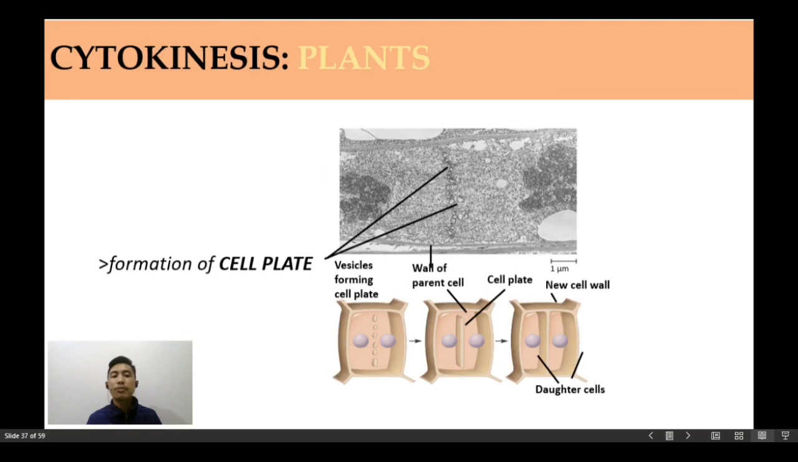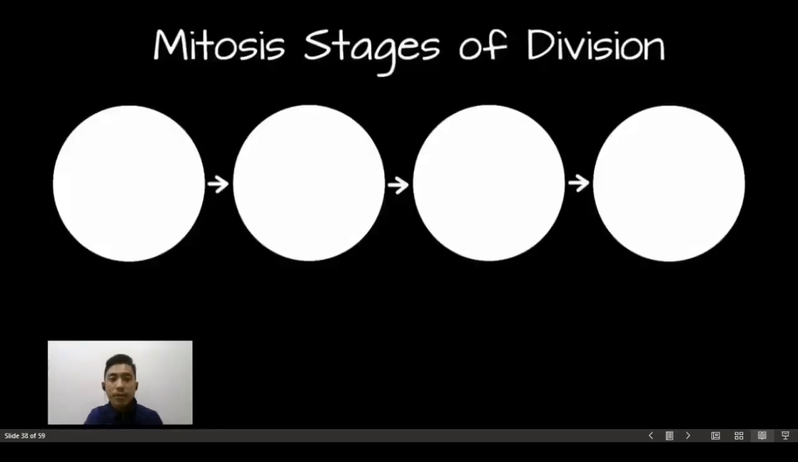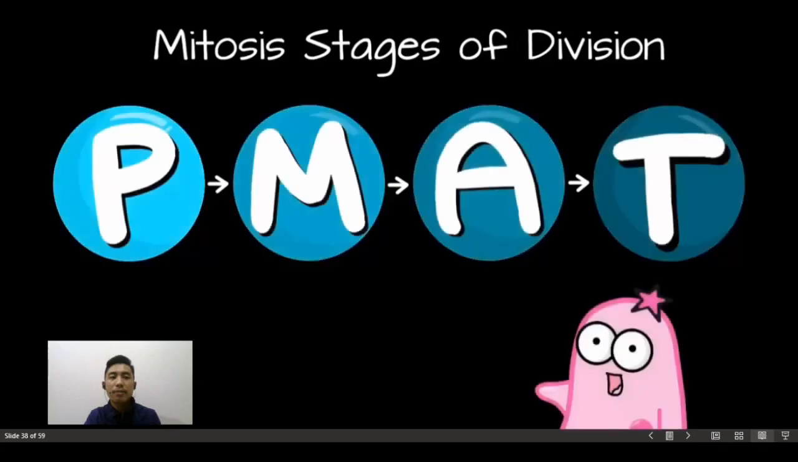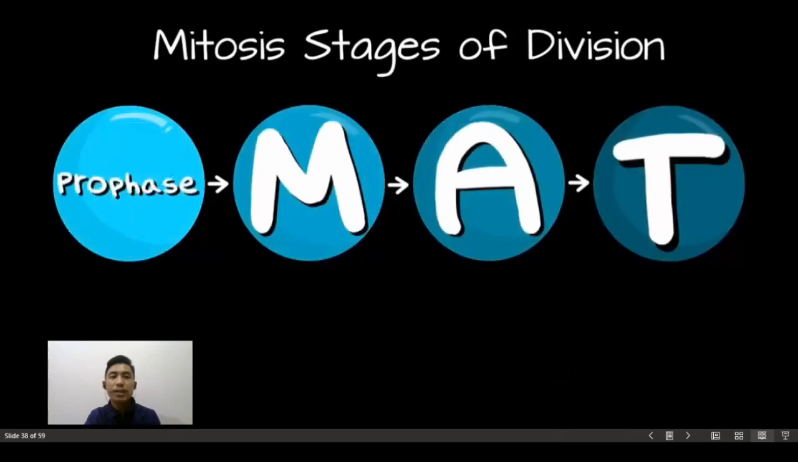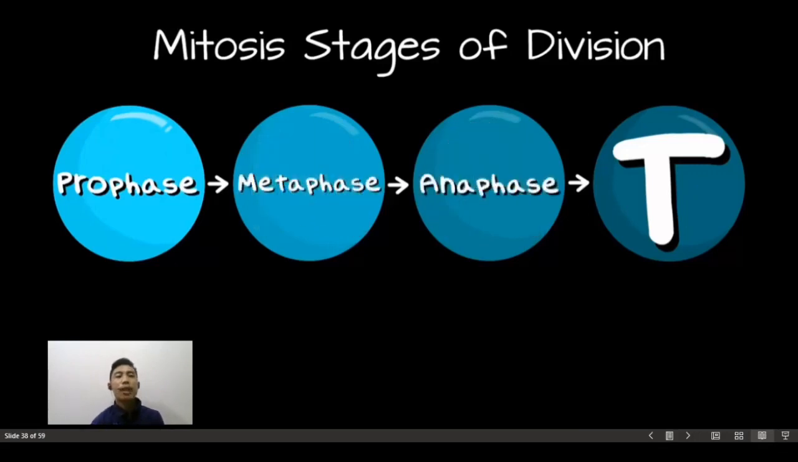In summary, that's the end of cytokinesis. This is where the actual division of the cell happens. In summary, to better understand the process of mitosis, I have here an animation of mitosis. I got it from the Amoeba Sisters on YouTube. And again, mitosis has four phases, which are the PMAT, wherein P stands for prophase, M for metaphase, A for anaphase, and T for telophase.